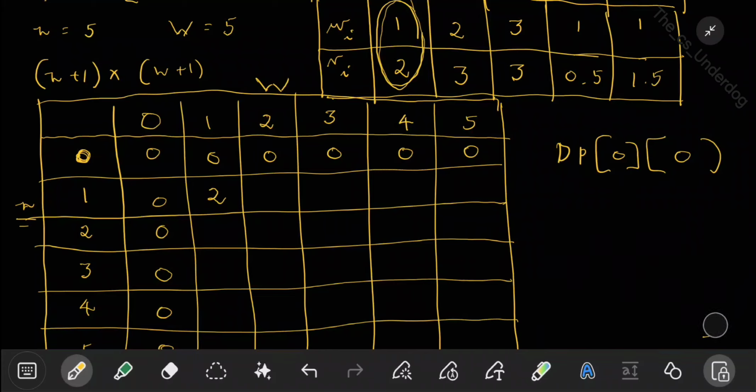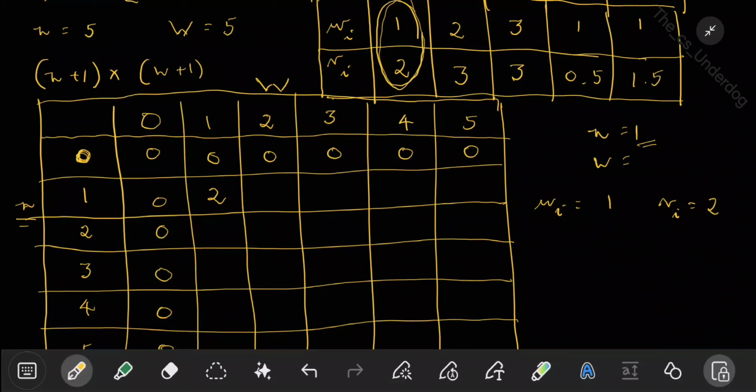Next entry. While looking at the next entry, same thing. Your item is always here, n is equal to 1. Only your w is changing because you're going to the next entries in the same row. So your item is always the first item, which has weight wi equal to 1 and value vi equal to 2. What do you want to do now? You want to check the entry in the next row, that is dp of 1, 2. This is what you are going to fill.